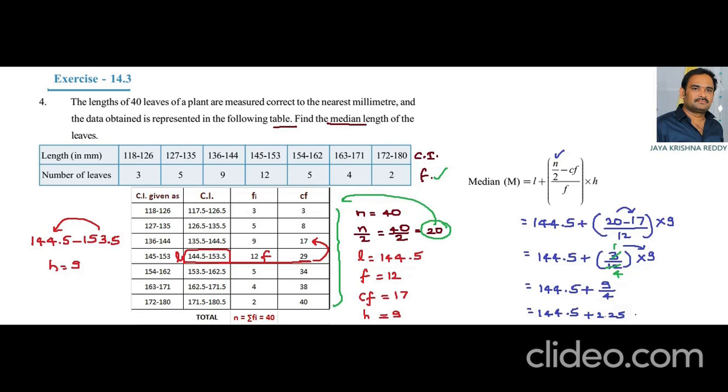So finally the median equals the sum of these two values, 144.5 plus 2.25, which is 146.75. And you can observe that the median value always lies between the median class interval 144.5 to 153.5. The median value 146.75 lies in this interval.